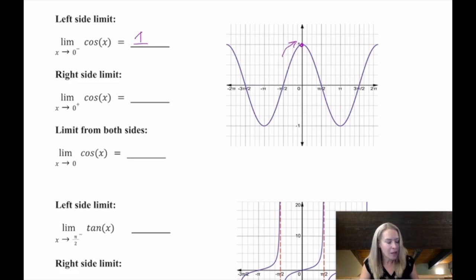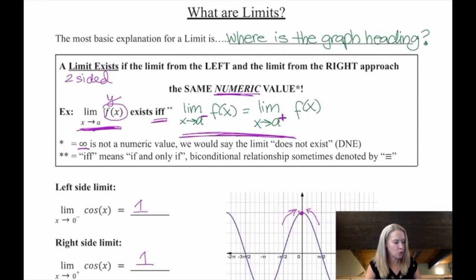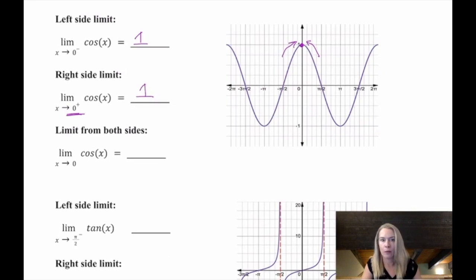Turns out, same thing from the right-hand side. As we look at 0 plus, as x approaches 0 from the positive side, we are also approaching 1. So that point there is at y equals 1. Since both sides agree, and remember that was our definition, a two-sided limit exists if the left-hand side and the right-hand side are equal and they are the same numeric value. Well, 1 is a numeric value, so we would say that the two-sided limit does exist, and it is also 1.